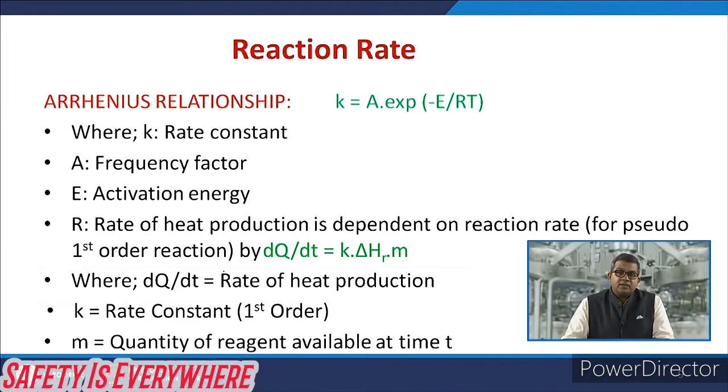Another aspect is the reaction rate. This is attributed to the Arrhenius relationship, which is represented as k equals A e to the power minus E upon RT, where k is the rate constant, A is the frequency factor, E is the activation energy, and R is the gas constant. The rate of heat production depends on the reaction rate. For a pseudo first order reaction, dQ upon dt equals k delta HR into M. Here dQ dt is the rate of heat production, k is the first order rate constant, and M is the quantity of reagent available at time t.